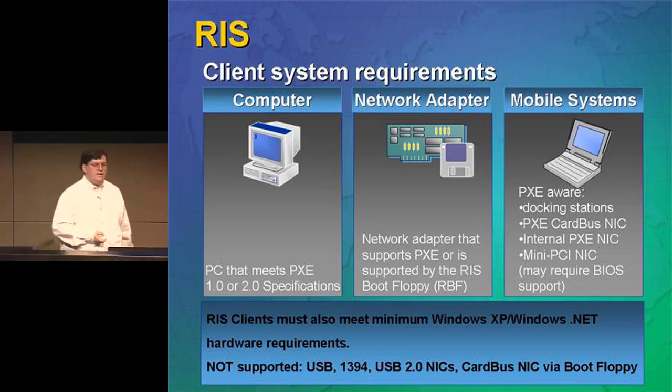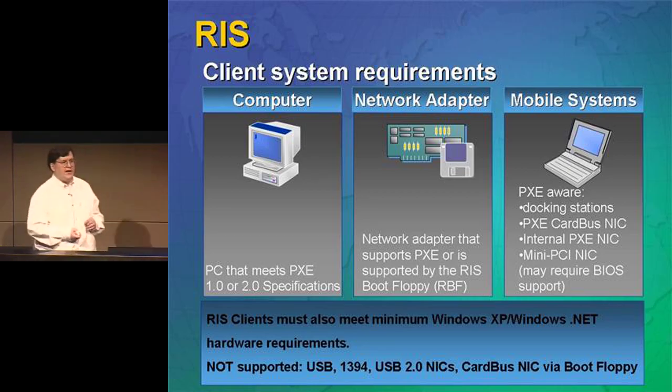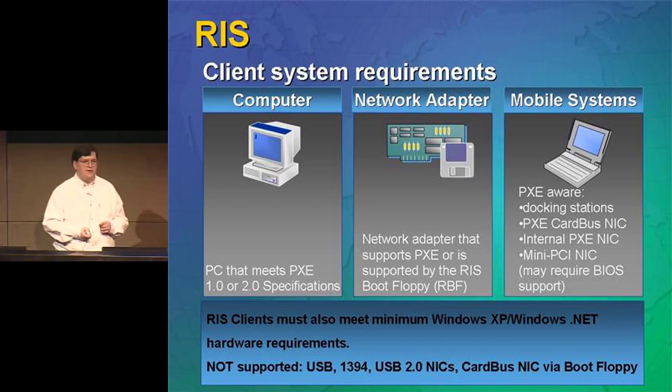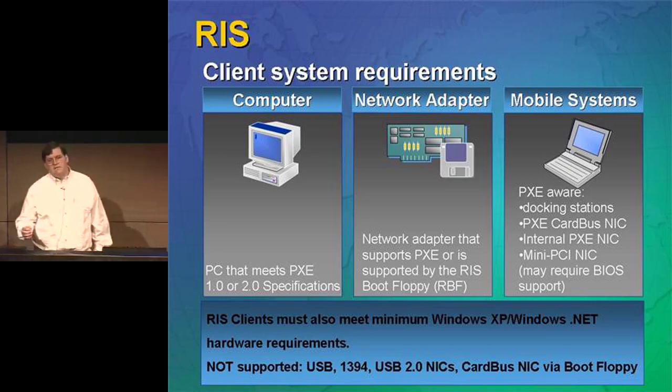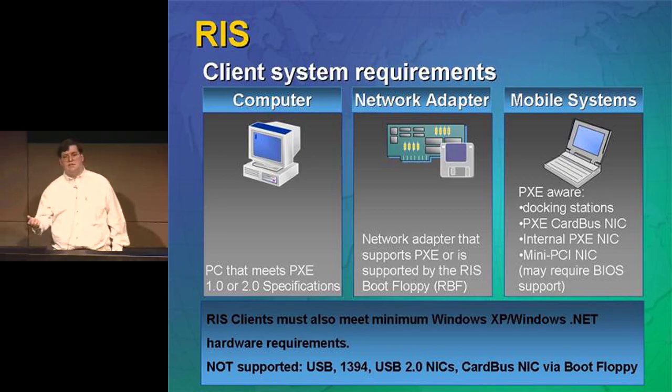So the key things that you need to use RIS: a PC that meets PXE requirements, PXE 1 or 2 specifications, a network adapter that supports PXE or is supported by the boot floppy, and mobile systems. It's actually great. Over the past 2 years since Win2K shipped, we've seen some great work in the mobile area. You'll see systems that have mini PCI. Mini PCI, by logo requirements, is supposed to be PXE capable. So laptops 2 years ago, you couldn't do a PXE boot without a docking station, which isn't a good solution. Today you can. More and more of them have just built-in NICs that aren't even mini PCI.